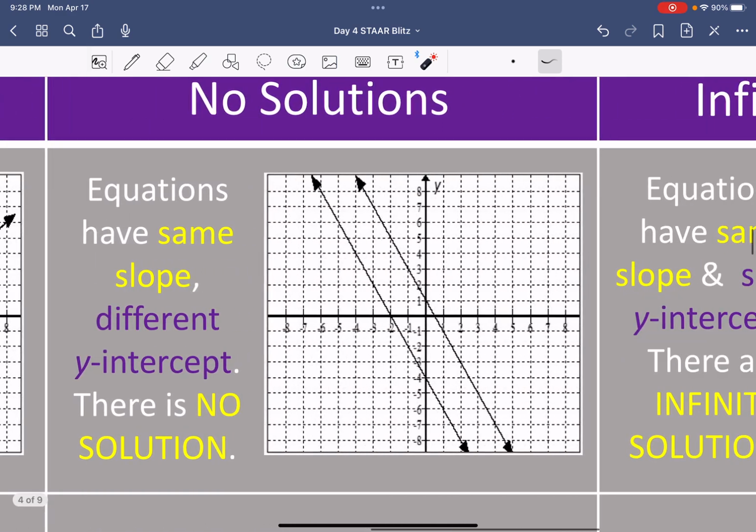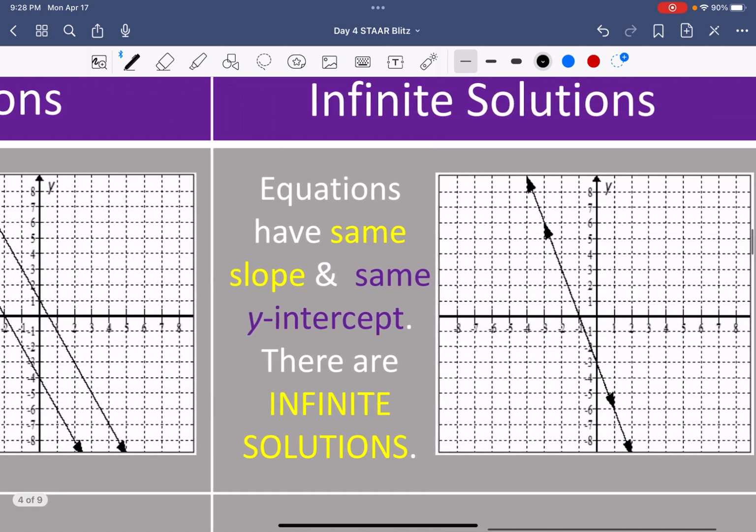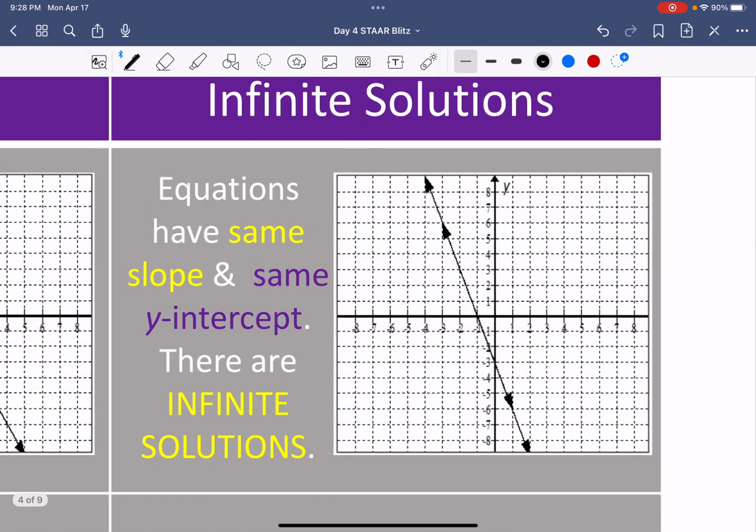If it's no solutions, the equations will have the same slope, so they'll be parallel. Another word for this is it's going to be 2 parallel lines. So if you have 2 parallel lines or something with the same slope, this is going to have no solution. And infinitely many solutions is they have the same slope and the same y-intercept, meaning they're the same line.